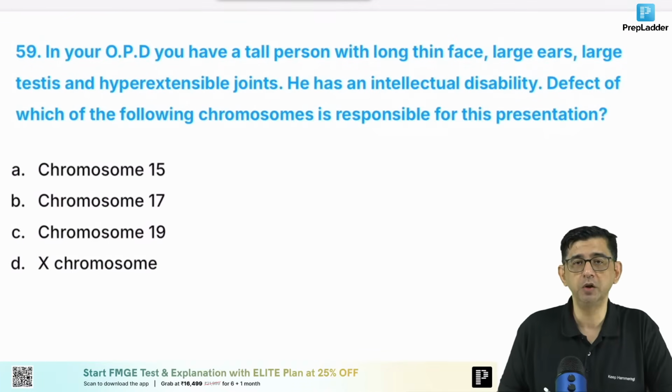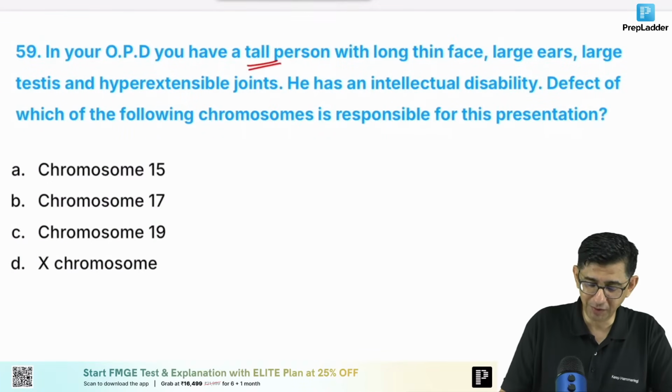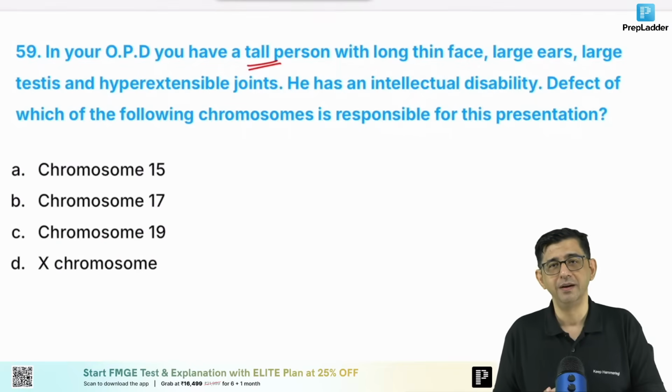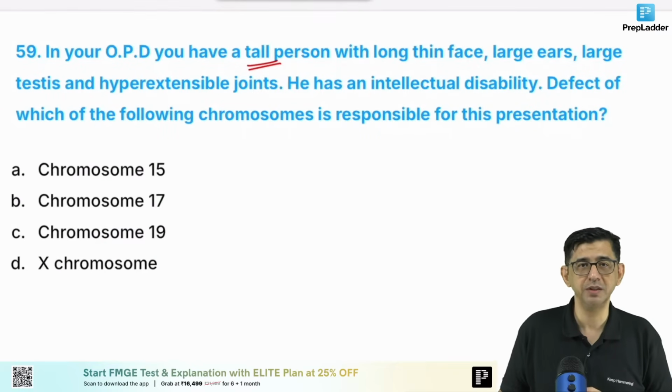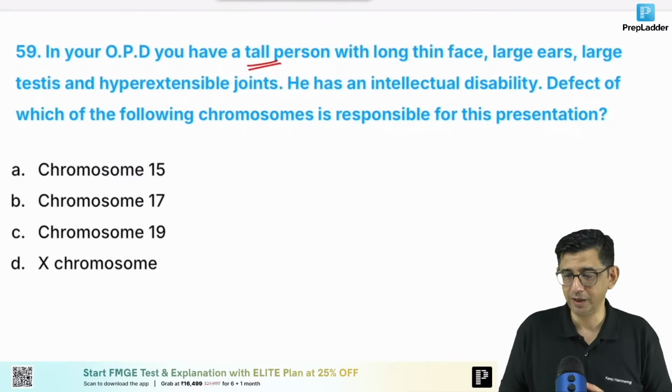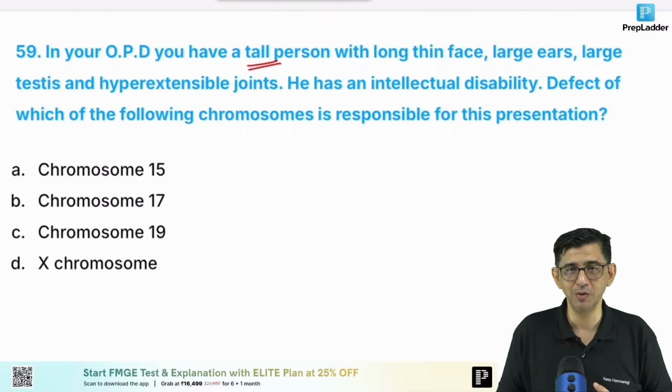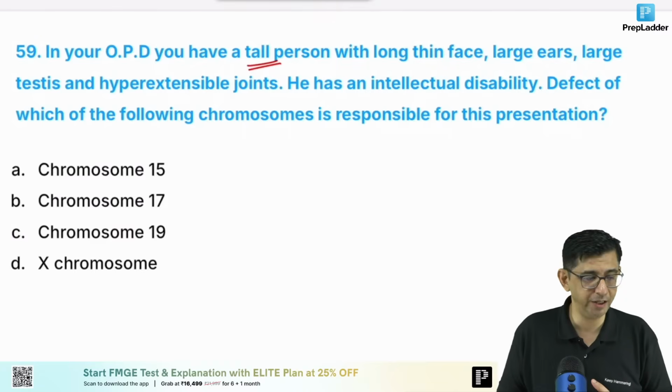Okay, so you have a tall person. There will always be a question on a tall person coming to the OPD, with a long thin face, large ears and large testes. And after that, I will stop speaking because the diagnosis is in your face. The guy is having an intellectual disability as well.